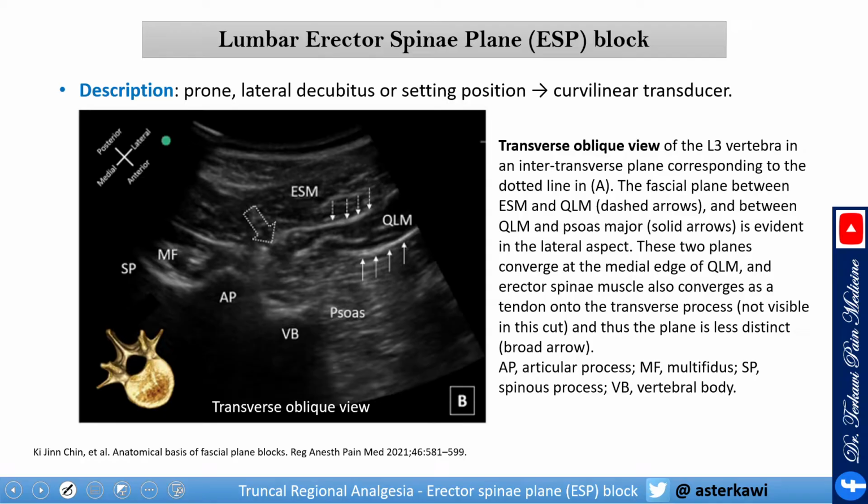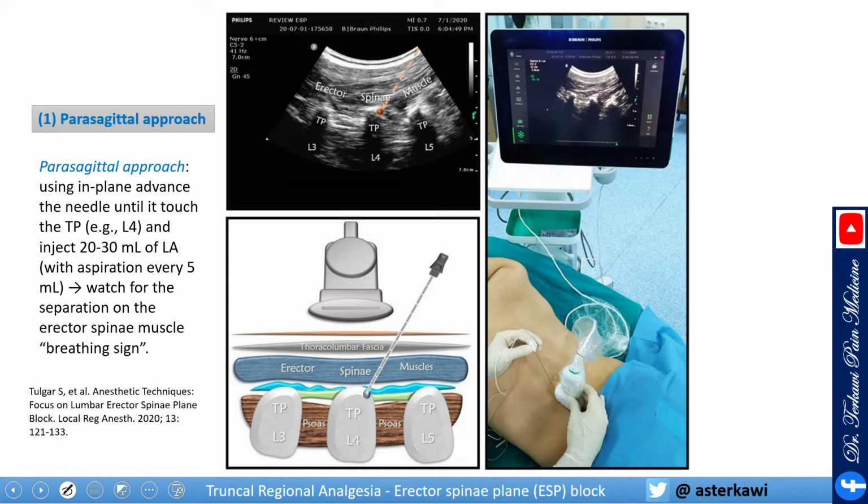Again, you see the fascial plane between the erector spinae and the quadratus lumborum muscle here, and between the quadratus lumborum and the psoas muscle here. The two planes converge at the medial edge of the quadratus lumborum muscle and erector spinae muscle. And your target will be the articular process, as I will show you in this slide.